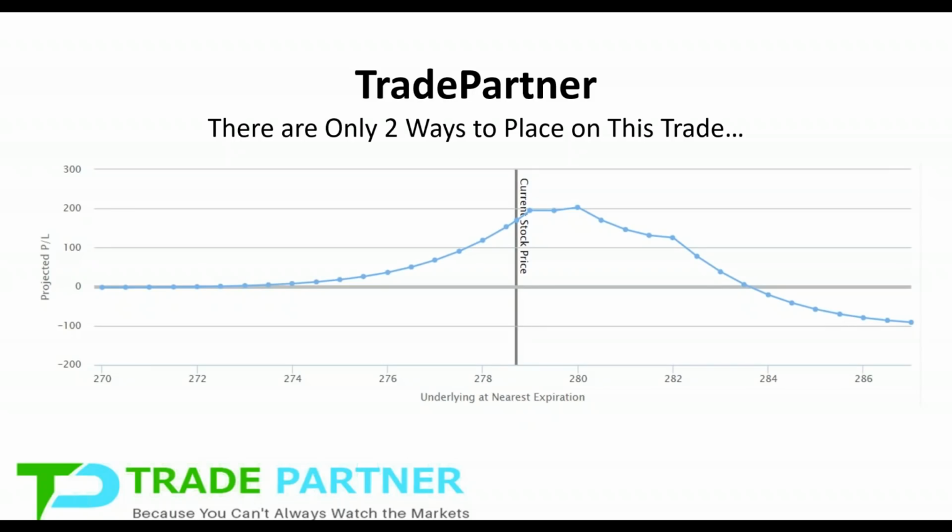So how does it do this? How does TradePartner provide you the opportunity to take advantage of better opportunities to increase your returns while not having to sit in front of the screen to do so? And this is how. There are only two ways to place on this trade. Two ways, and two ways only.